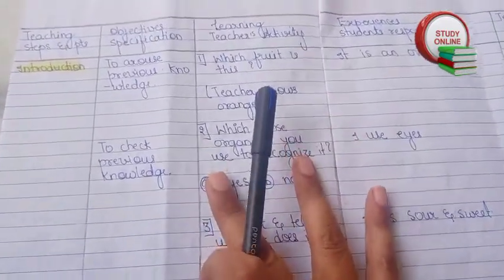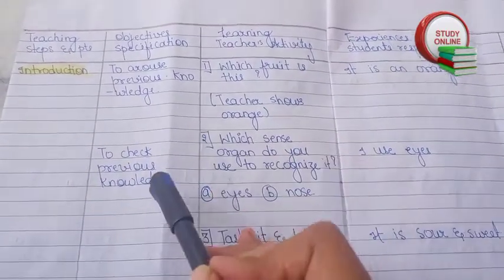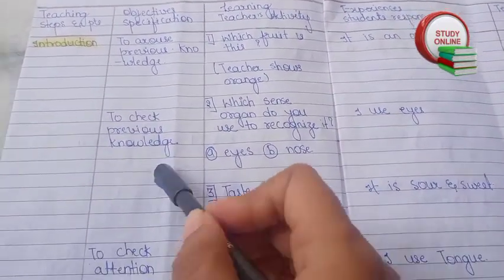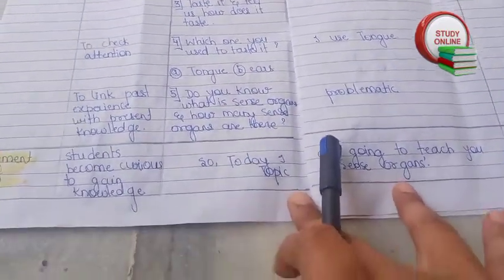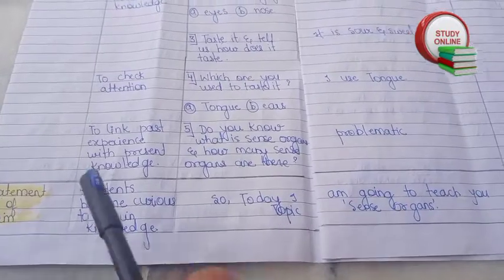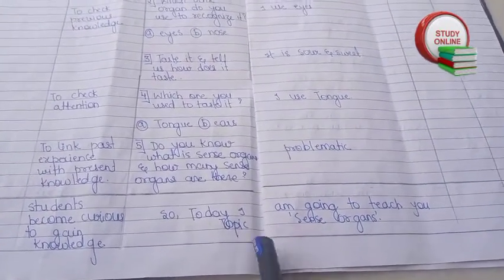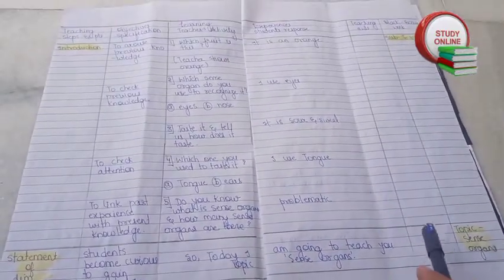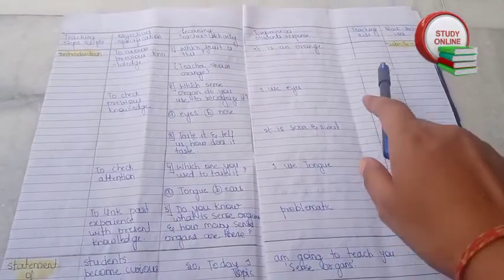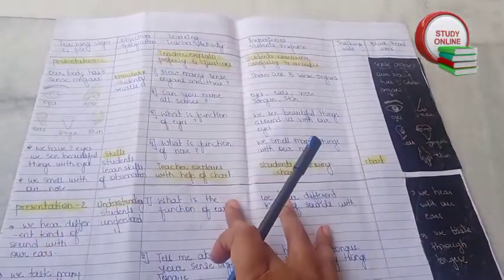Here you can see, to arouse previous knowledge, this is the objective and specification: to check previous knowledge, to check attention and to link past experience with the present knowledge. Now here you can see the statement of aim. After that we have to announce our topic. We have to say, students, I am going to teach you the topic sense organs, and we have to write it on the blackboard also. This is the overall look of our lesson plan.